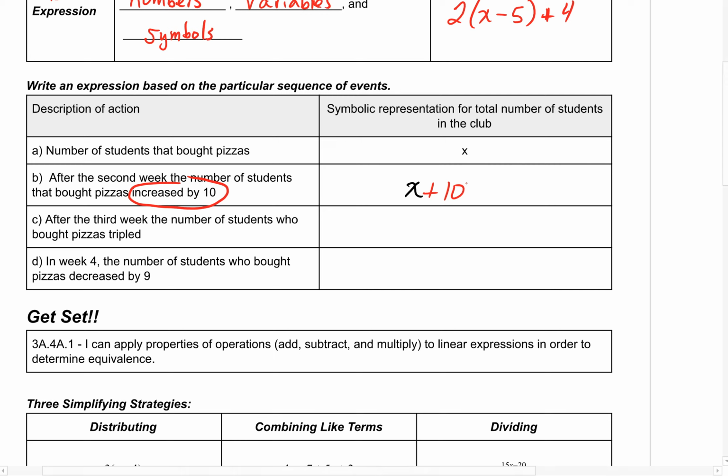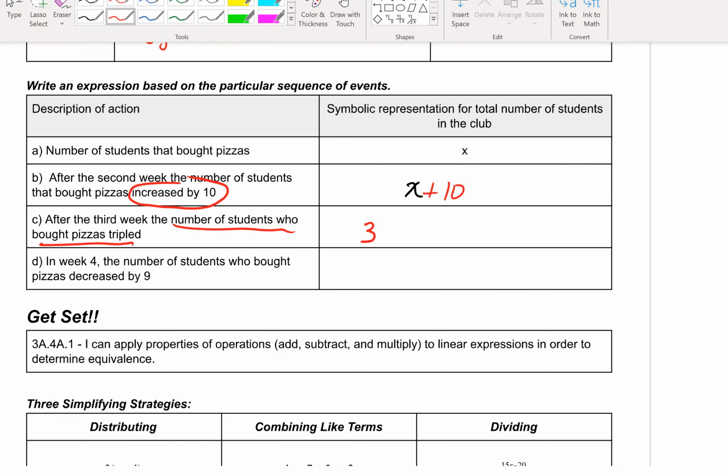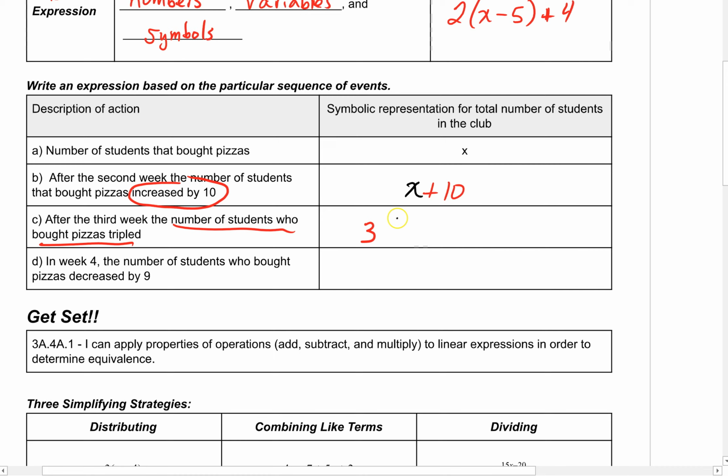For part C, it says after the third week, the number of students who bought pizzas tripled. Tripling means that you're multiplying by 3. So you'd have 3 times what you had previously. And we saw that previously we'd have this x plus 10.